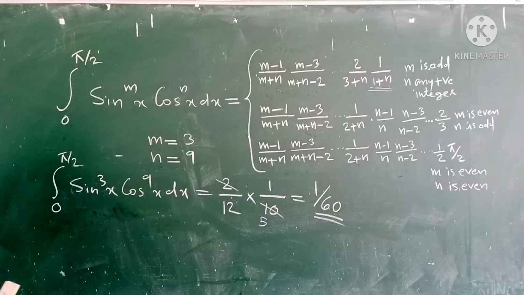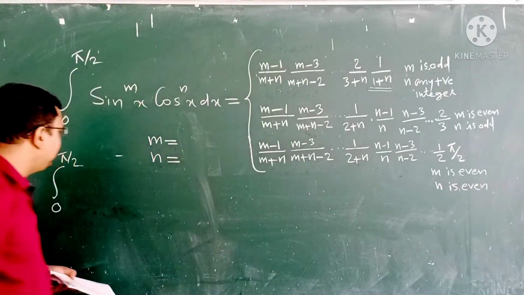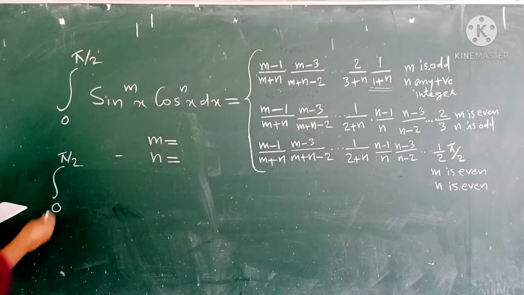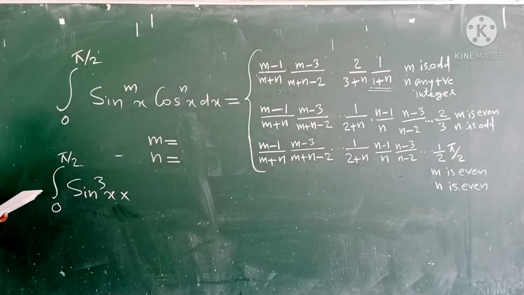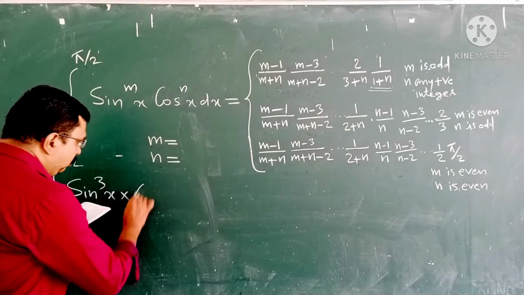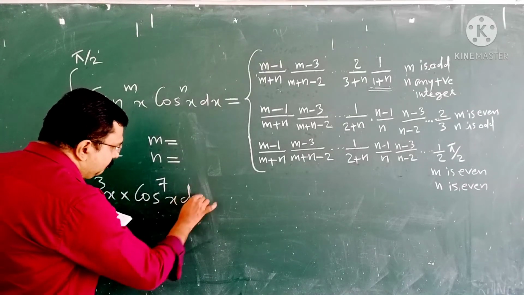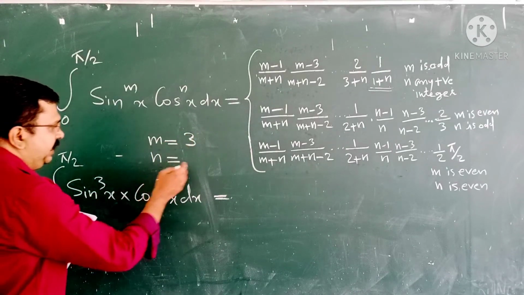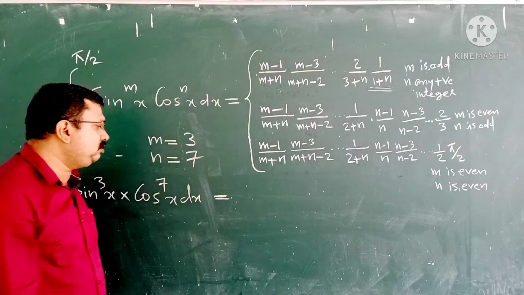Now we can do our next question. Next question is, listen, the integral from 0 to pi by 2 of sin cube x into cos to the power 7x dx. Here m equal to 3 and n equal to 7. Okay, m equal to 3 and n equal to 7.